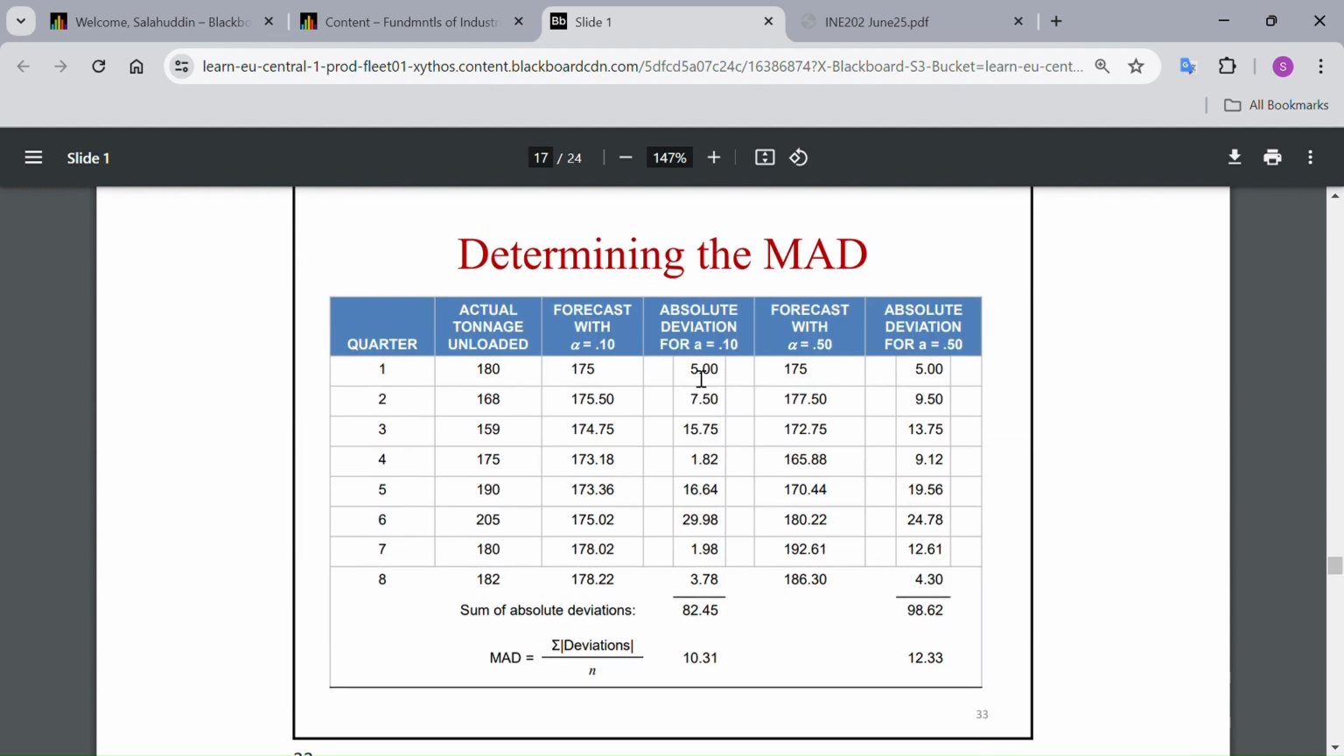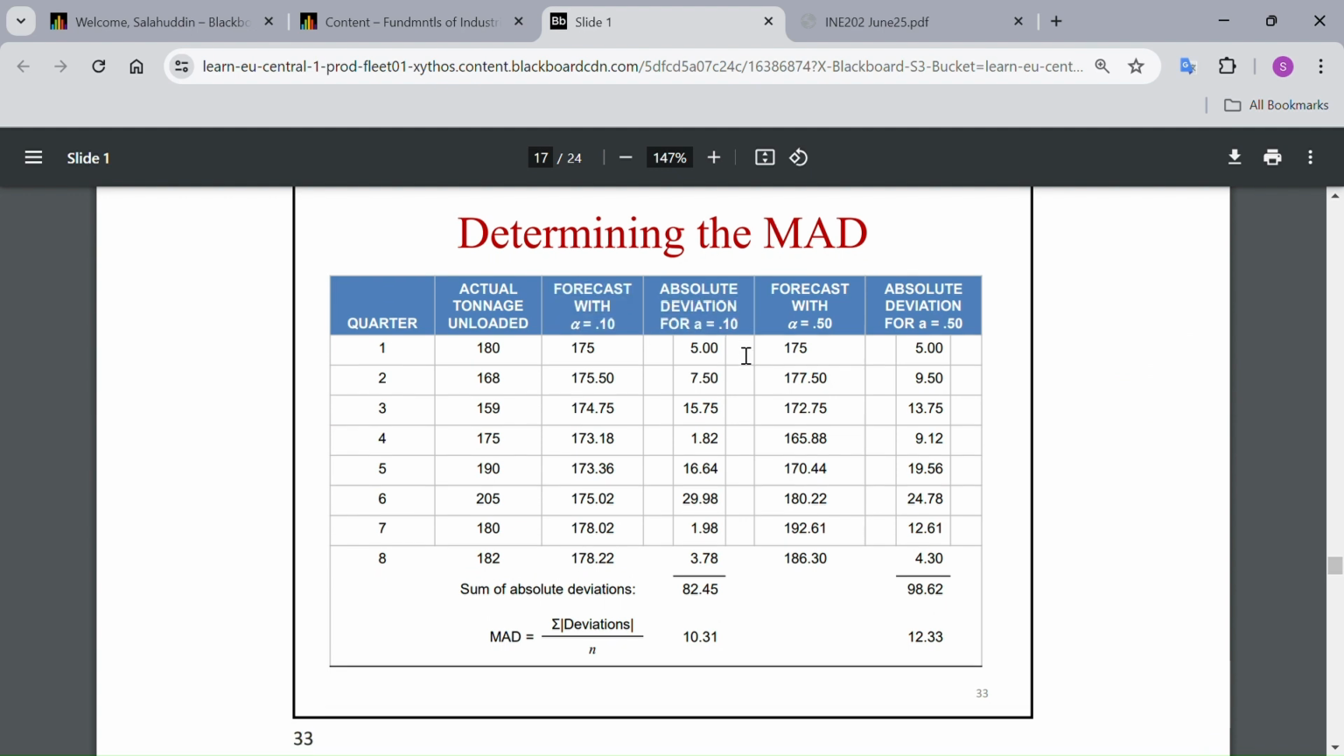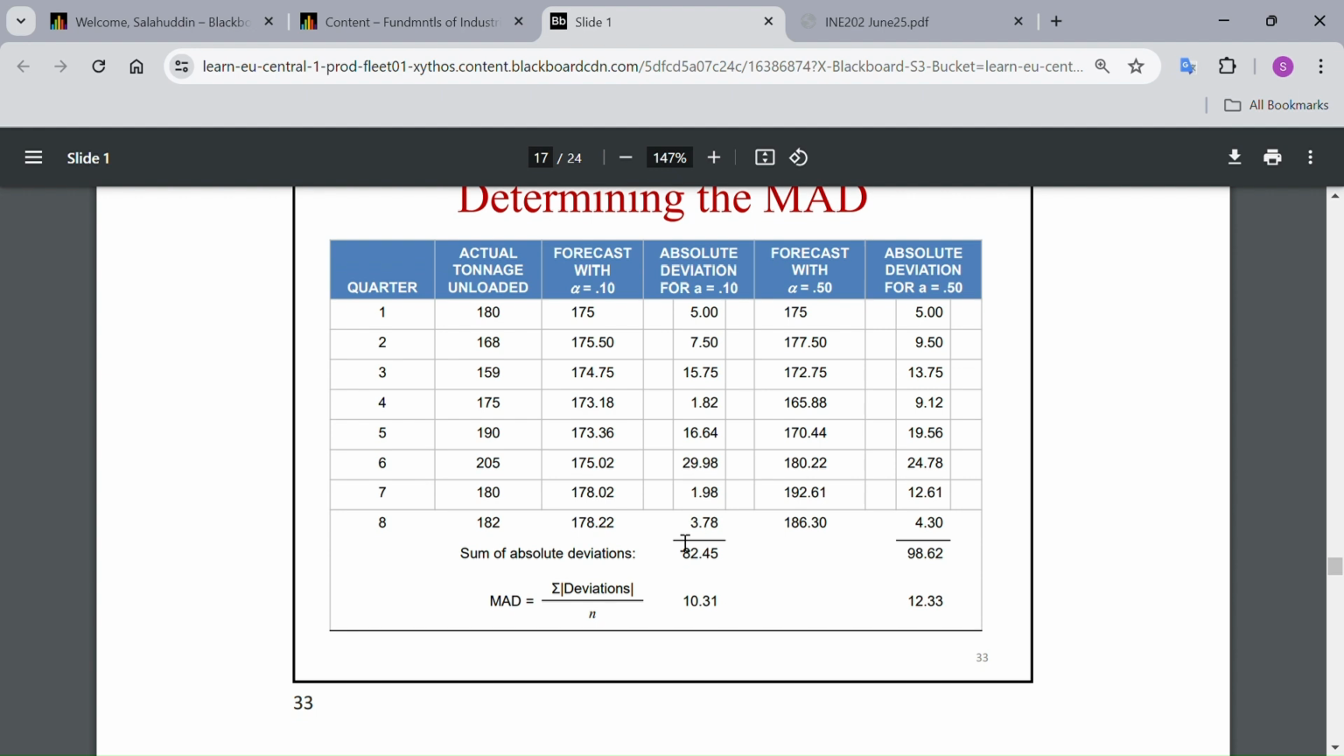And now this was calculated using a computer or manually. So with the forecast with alpha equals 0.10, the absolute deviation gives us in total 10.31, and this is the MAD error. And now this is how we optimize the value of alpha. Of course, here we have only two values, 0.10 and 0.5. But if we give it to a computer, it can do it for almost all values and find the most optimal value that gives us the least error here.